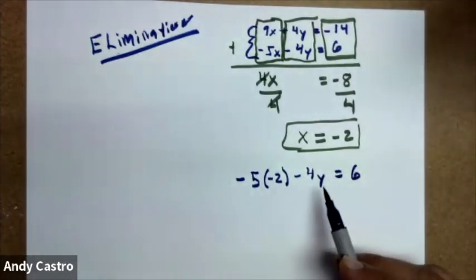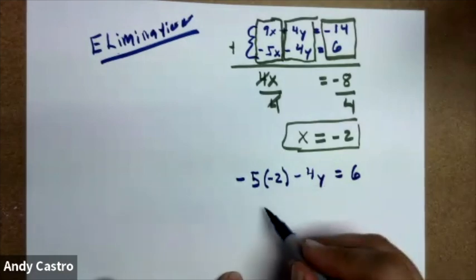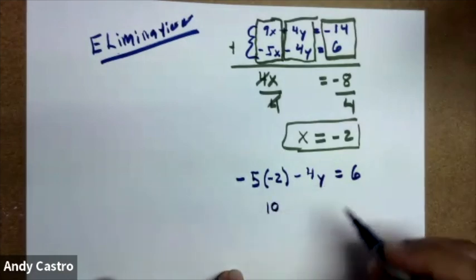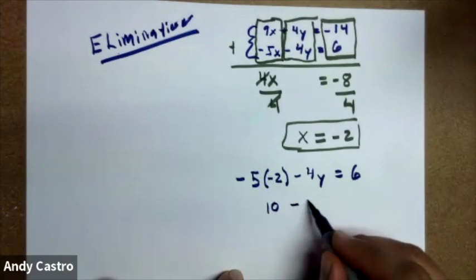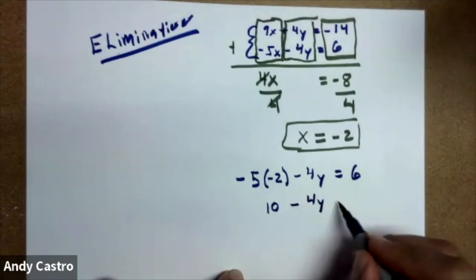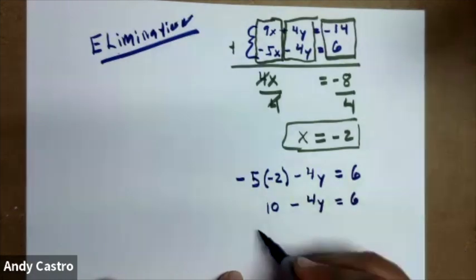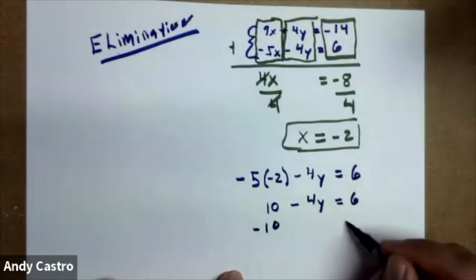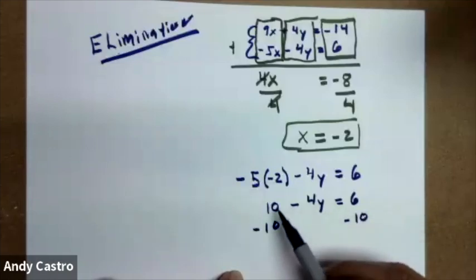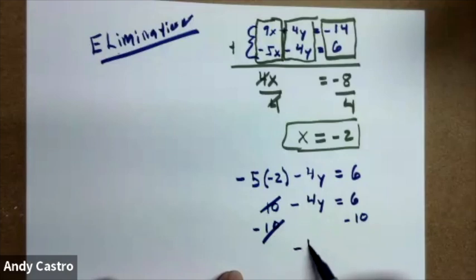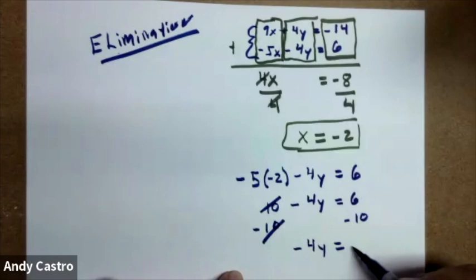Now I just need to solve for y. So negative 5 times negative 2 is positive 10 minus 4y is equal to 6. All right, then we're going to subtract 10 from both sides. 10 minus 10 is 0. We're left with negative 4y. 6 minus 10 is negative 4.